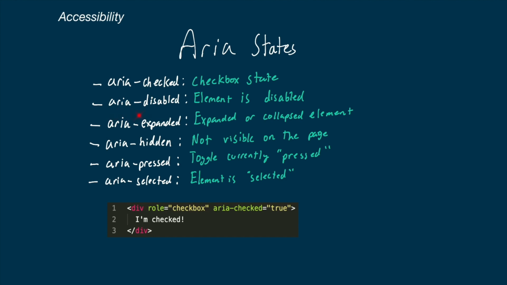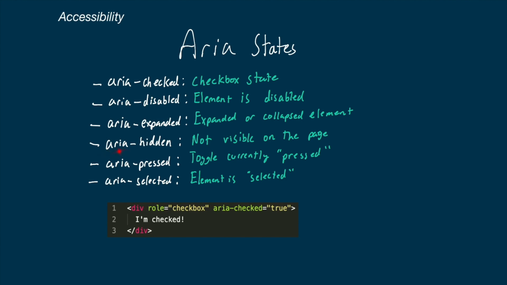And then we have ARIA disabled, which is useful for pretty much any type of input that we can tell a user, hey, this is currently disabled for whatever reason, so you can't currently interact with it. ARIA expanded is nice for accordion style elements where you open it and then you can see more content, and this can tell you if it's currently expanded or not.